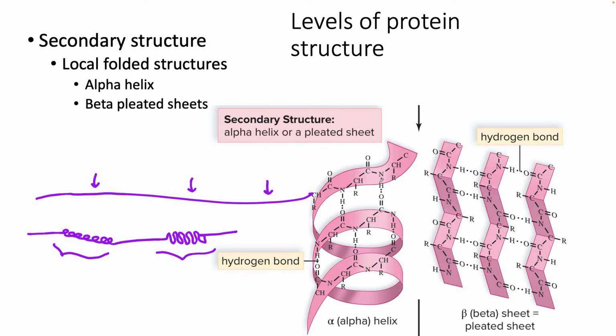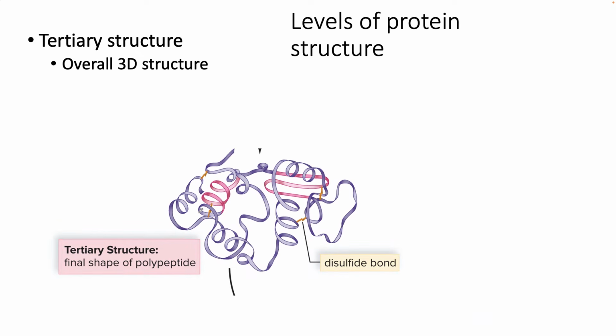And that looks kind of like a paper fan or something like that. And the reason these guys are being held together is our good old friend hydrogen bonds. So hydrogen bonds hold together amino acids from one part of the chain with an amino acid from another part of the chain and causes the chain to form these sort of localized foldings. That's our secondary structure. Our tertiary structure is the overall three-dimensional structure of the polypeptide or the protein.